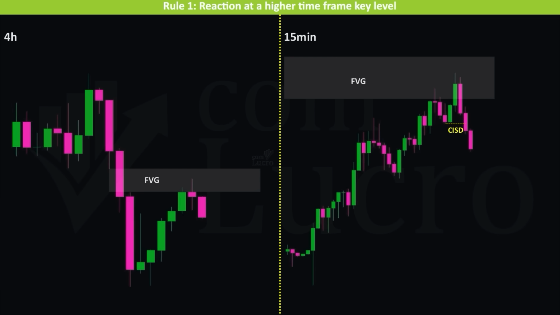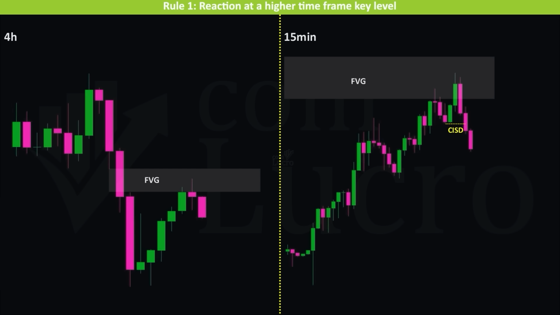Rule number 1. Reaction at a higher time frame key level. As discussed earlier, CISD represents a shift in price delivery, and it becomes significantly more relevant when it occurs after price interacts with a higher time frame key zone. Key levels on higher time frames, such as the 4-hour, daily, or weekly, carry greater influence over price behavior. When price reaches these zones and a CISD forms, it suggests that delivery is shifting at an important area, increasing the probability of a meaningful move.